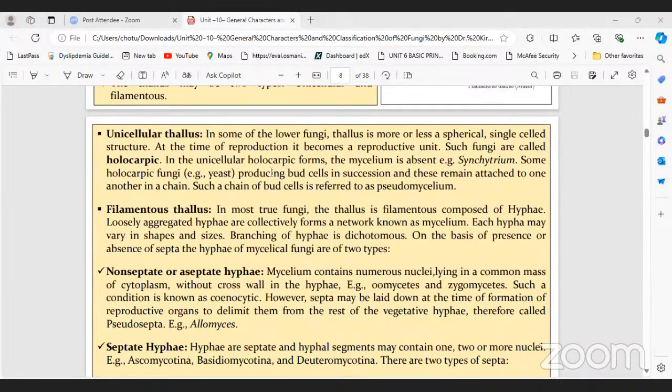How many types of thallus are there? The first type is the unicellular thallus. In some lower fungi, the thallus is more or less a spherical, single-celled structure. At the time of reproduction, it becomes a reproductive unit. Such fungi are called holocarpic.